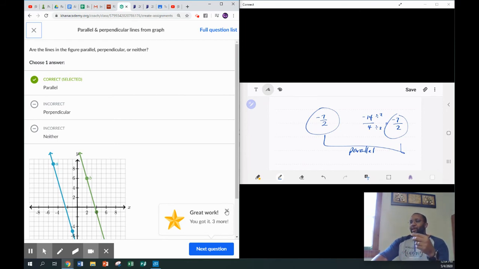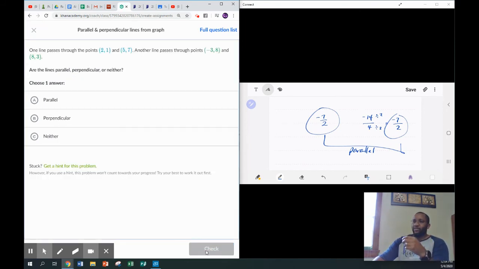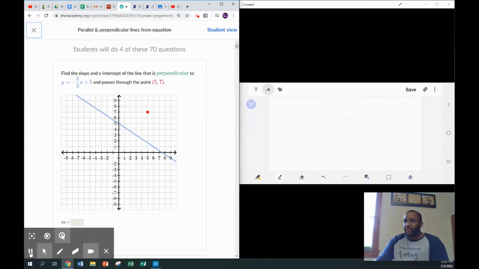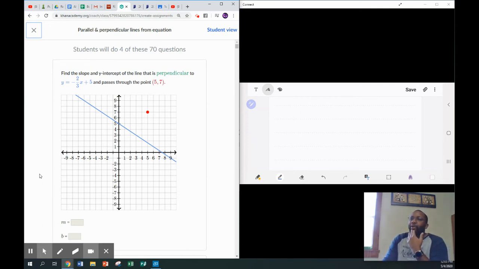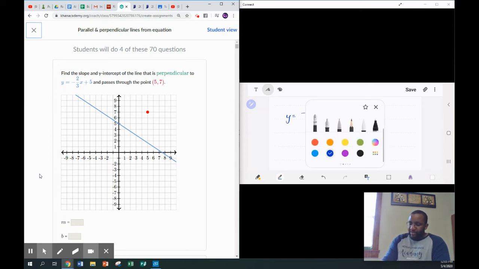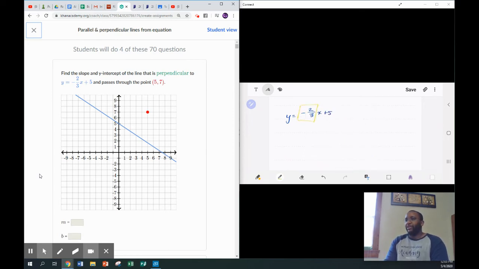Okay, so that's how we'll do those problems. Let's see, what's another one we could try to do? Hold on a second. Okay, so now they want me to find the slope and y-intercept of the line that is perpendicular to y equals -2/3 x plus 5. Okay, I can do that. So if I've got y equals -2/3 x plus 5, what matters the most is this slope right here, right? I want it to be perpendicular.